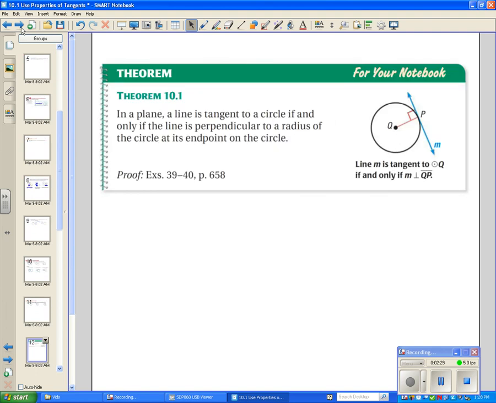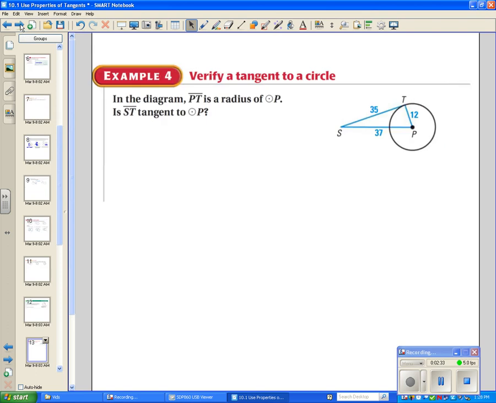Tangent, perpendicular, been saying that this whole time. It's key. We can set up some right triangles with that, in fact. Oh, look at that. We got a right triangle. It says in the diagram, PT is the radius of circle P. Is ST tangent? Well, if it is tangent, then this has to satisfy the Pythagorean theorem. So that means I have to take 12 squared.